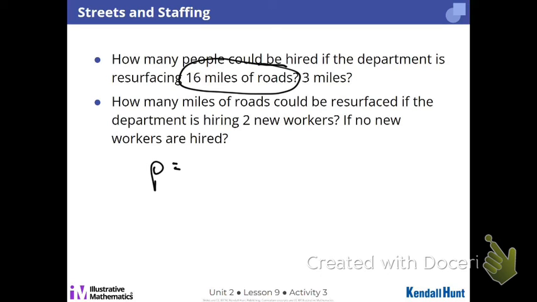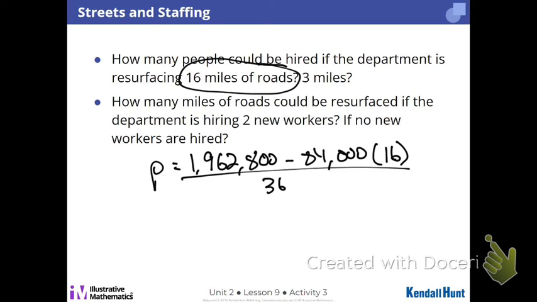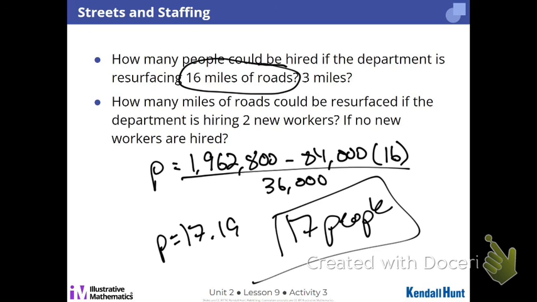So, people, we have 1.9 million minus the 84,000 per mile, which is 16 miles, divided by the price per person. And then we're going to calculate it up. 1,962,800 minus 84,000 times 16, which means after I pave roads, I have 618,800 left. Divide that by 36,000, and we can hire 17.19 people. So, 17 people.